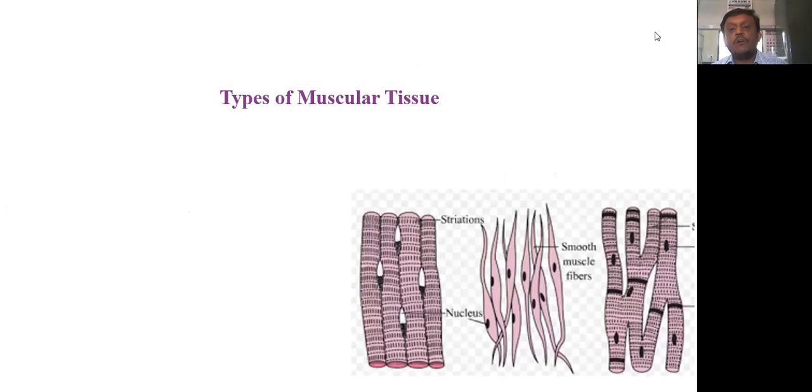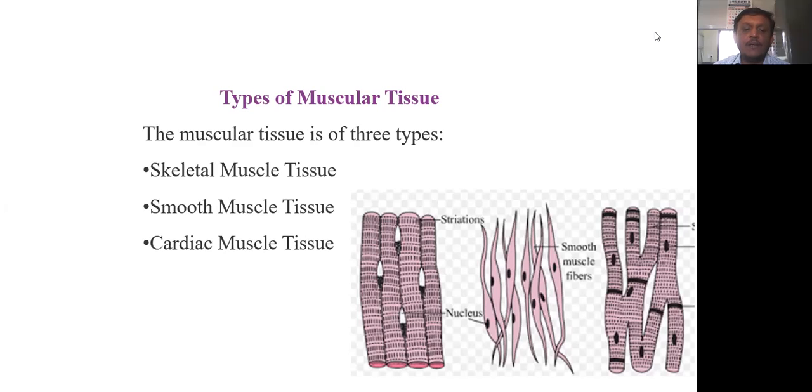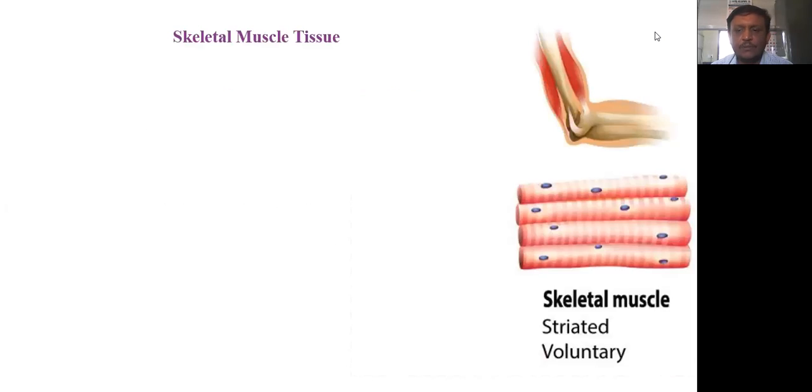Then types of muscular tissue. So basically there are three types of muscular tissue. One is skeletal muscle, which may be called a striated muscle. Second one, smooth muscle, which may be called non-striated muscle. And third one is cardiac muscle. So these are the three basic types of muscular tissue found in the animal body. Now let us discuss one by one.